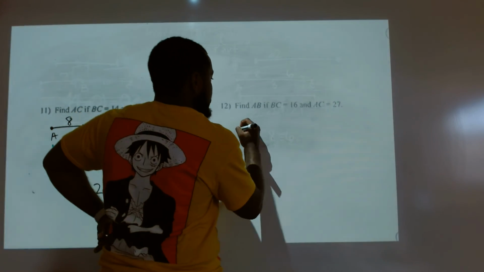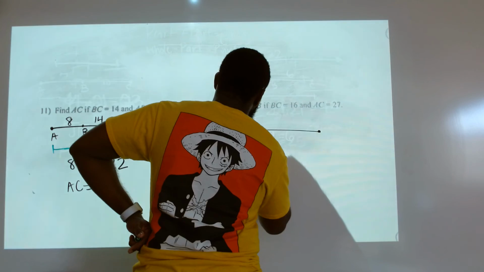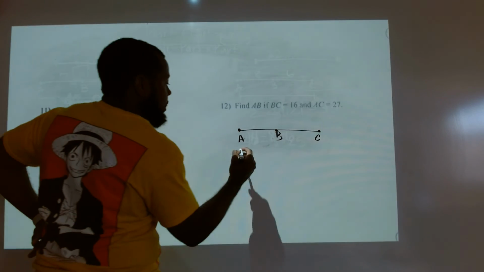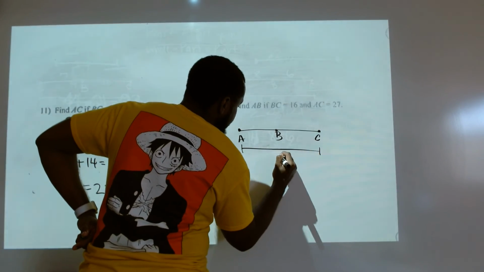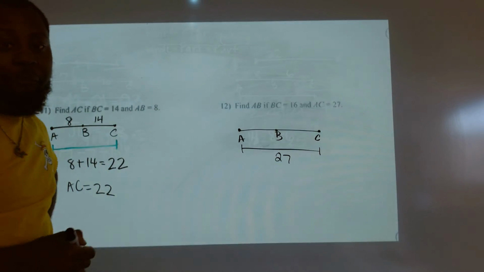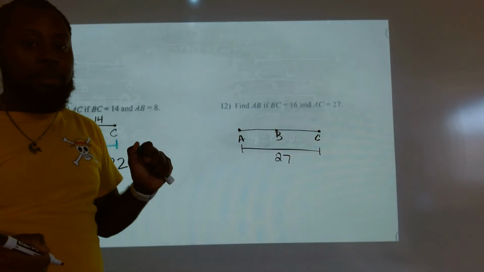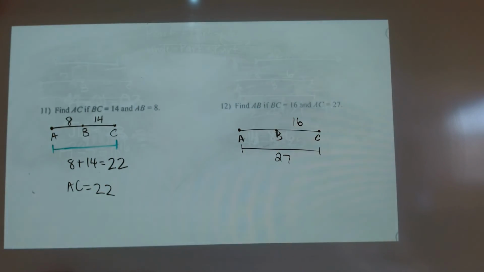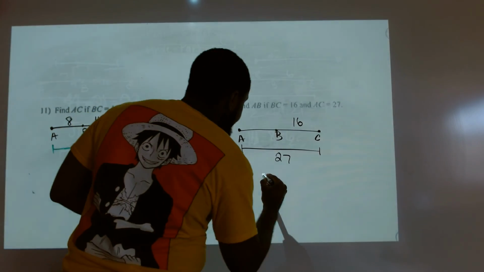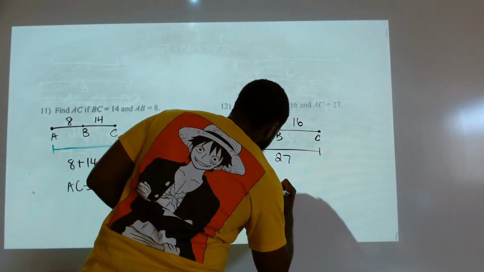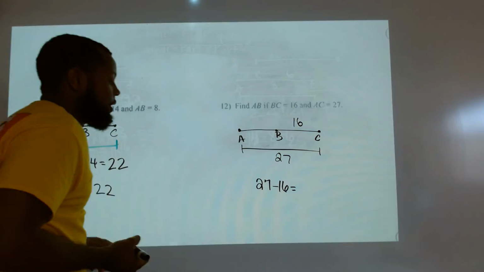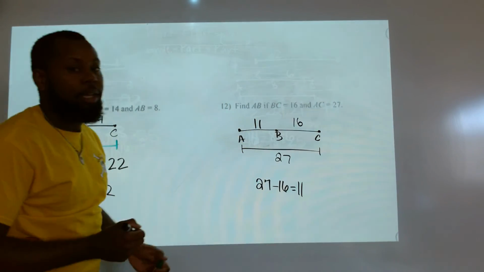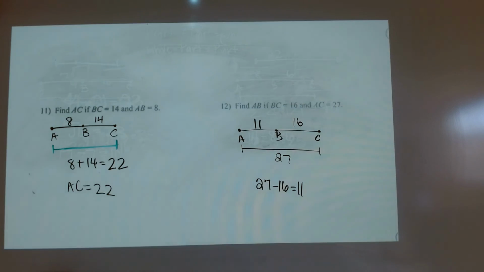Over here, A, C, B. If A to C is 27, because it's right there in the directions, and BC is 16, I need to figure out what number is AB. So you're going to have 27 minus 16. 27 minus 16 will give you 11. So from A to B, it is 11. All right?